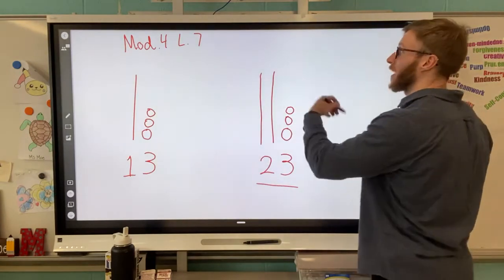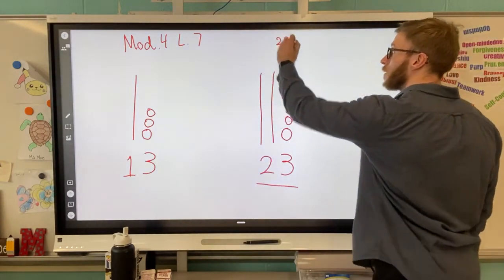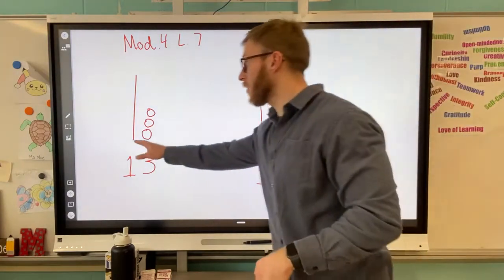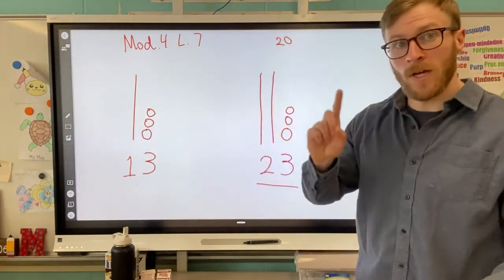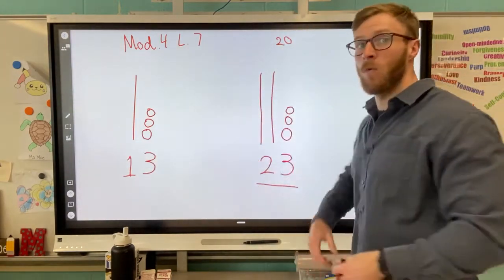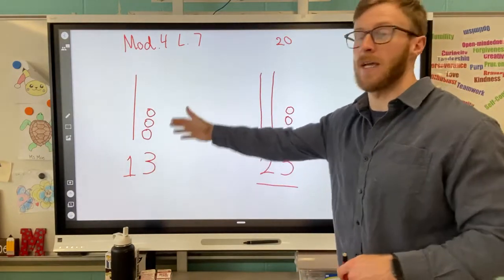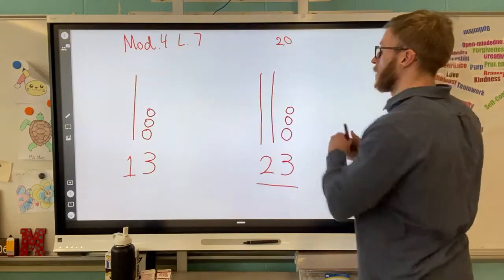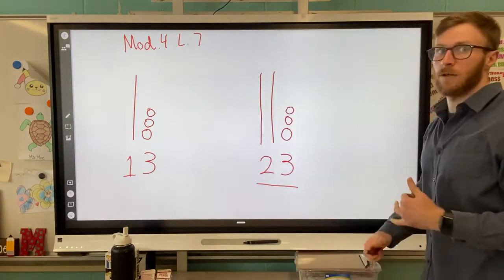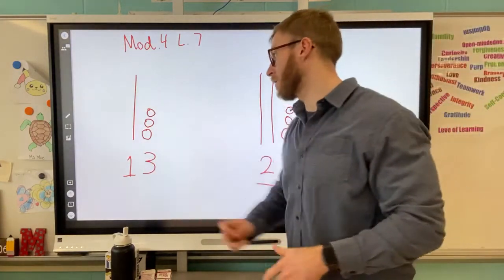So that makes 2 tens, I know, is 20. And then over here, I only have 1 ten. So I only have 1 ten, meaning no matter how many ones there are, I have the lesser amount over here because there's only 1 ten and there's more tens over here. So 23 is the greater value and 13 is the lesser value.